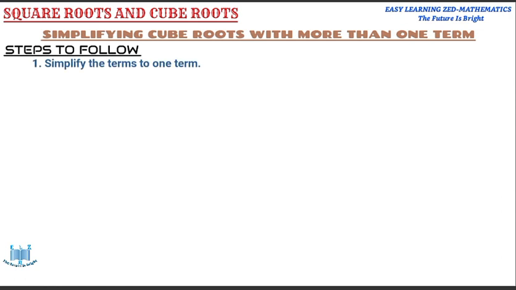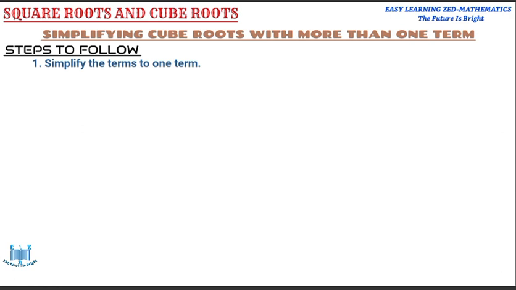The first step: when you're asked to simplify a cube root with more than one term, first you need to simplify the terms into one term. If there are 2, 3, 4 terms, simplify them to one term.